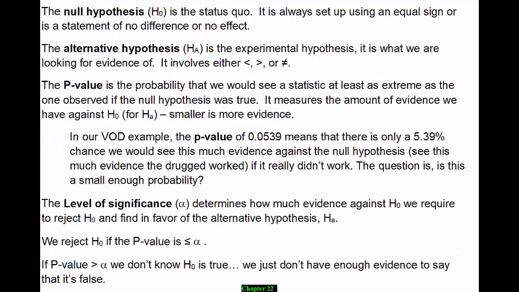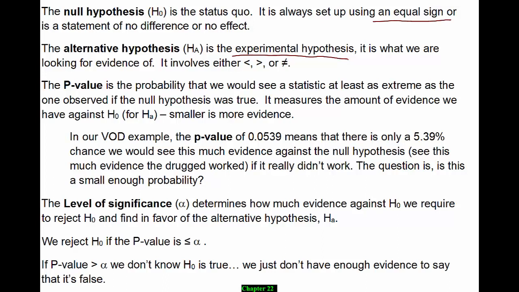The four main characteristics of a hypothesis test that we talked about are the null hypothesis, the alternative hypothesis, the p-value, and the level of significance. The null hypothesis is the status quo, and it always gets the equal sign. The alternative hypothesis is the experimental hypothesis. It's the one that you're looking for evidence of, and it has the less than, greater than, or not equal to sign if you have math symbols.